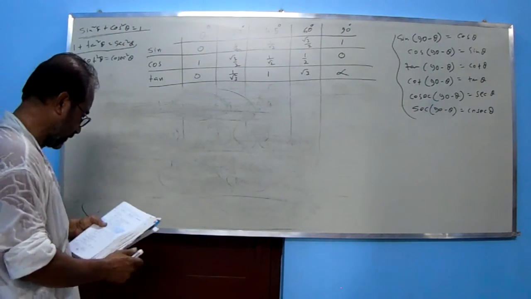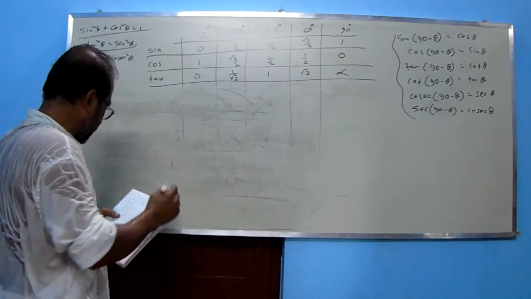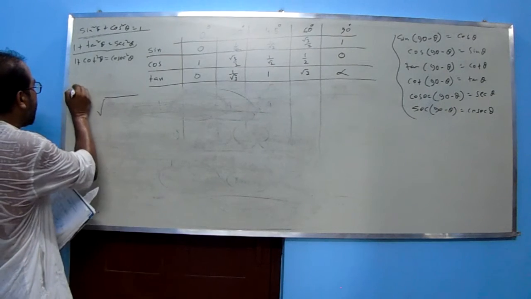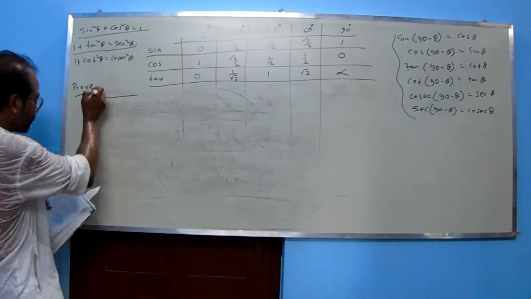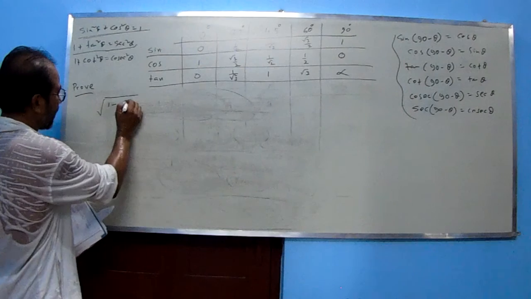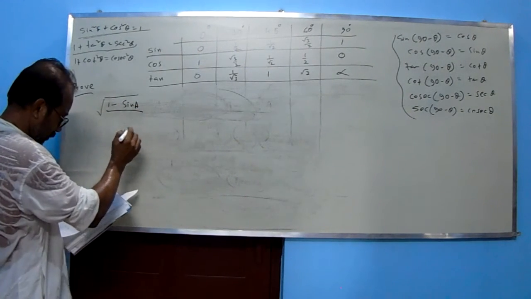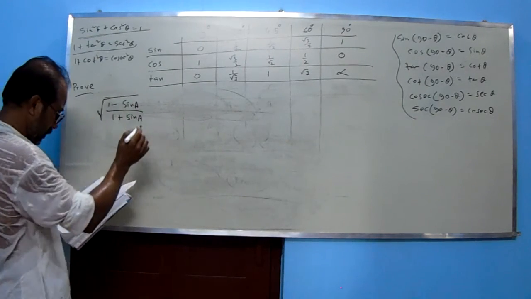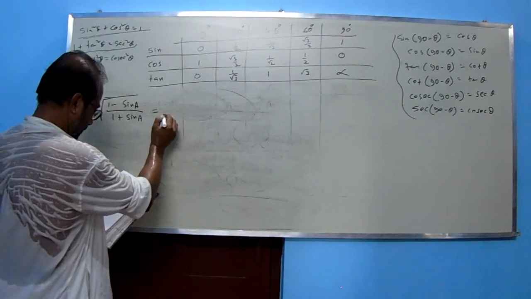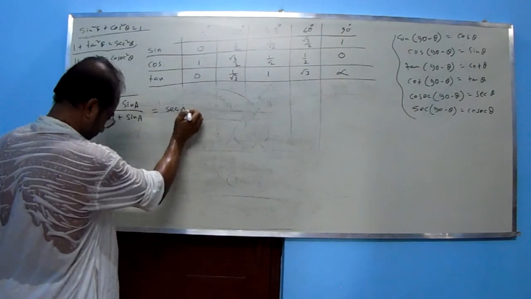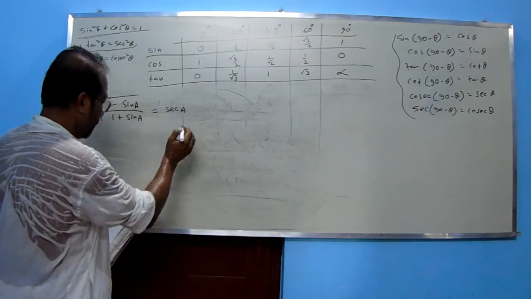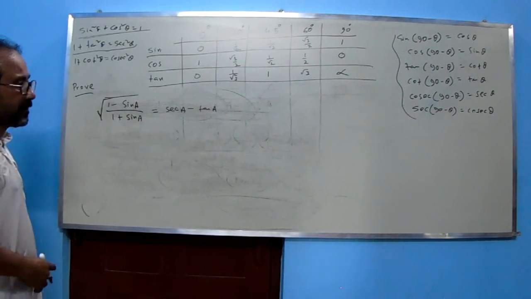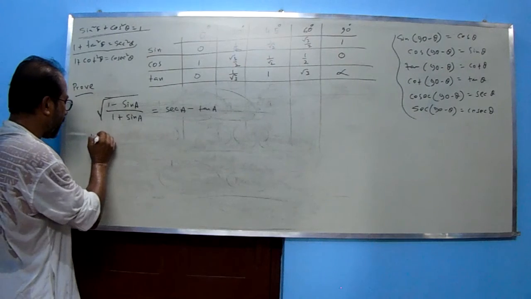Again, one math that comes in board examinations. Prove that root over 1 minus sin A by 1 plus sin A equals sec A minus tan A. How can it be done? Again from the LHS.